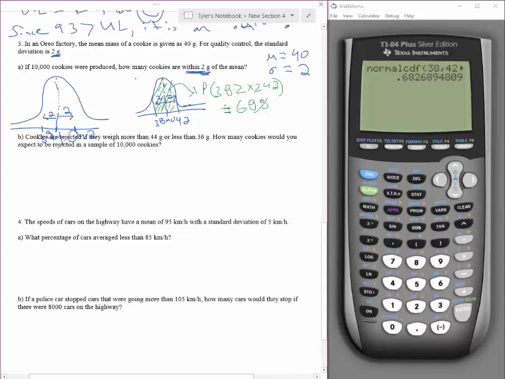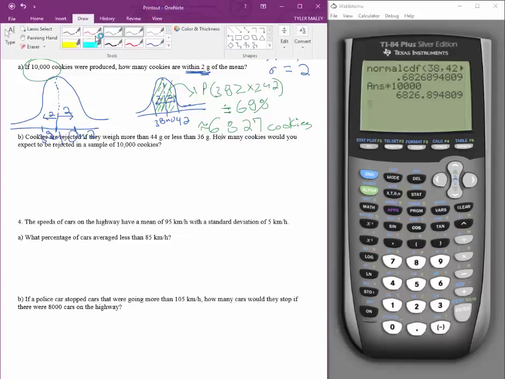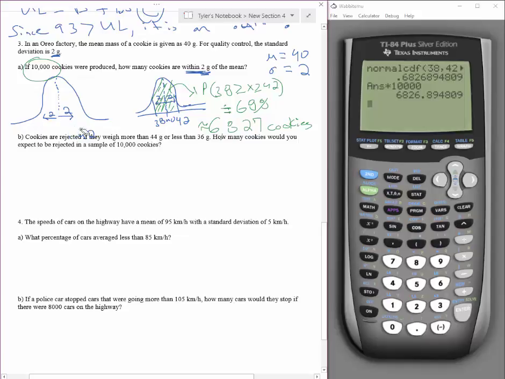So to answer this, I need to take this 68% value and multiply it by 10,000, because I have 10,000 cookies. So if I come over here and hit times 10,000, I got too many zeros, let me get rid of 1. Should be right. If I hit enter, we're getting 6,827 roughly cookies that are going to be within 2 grams of the mean. So let me get rid of this here.